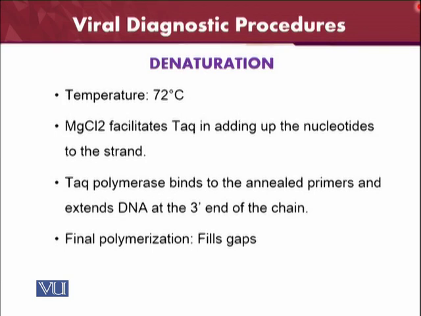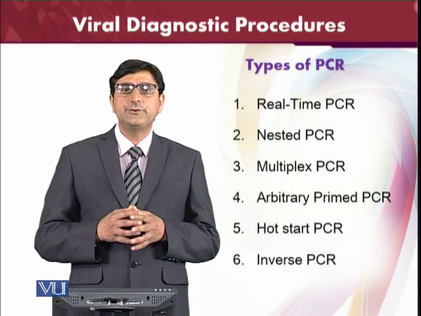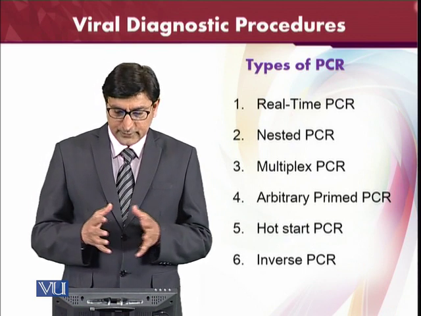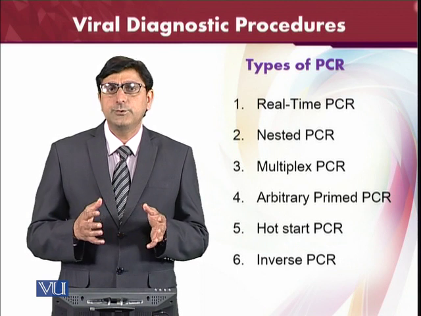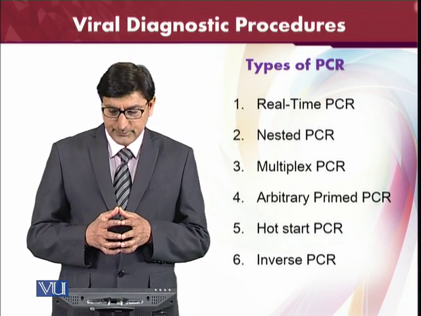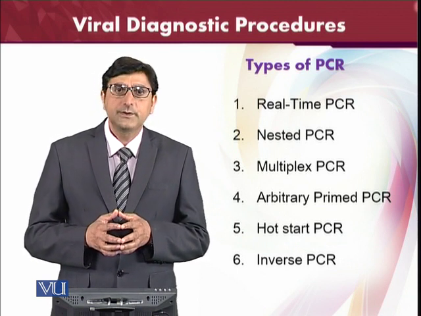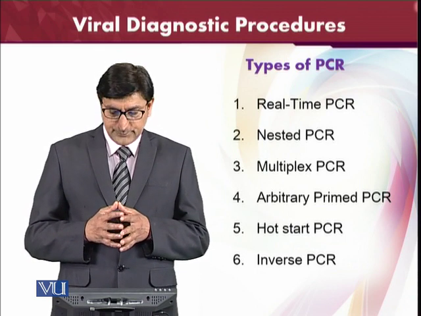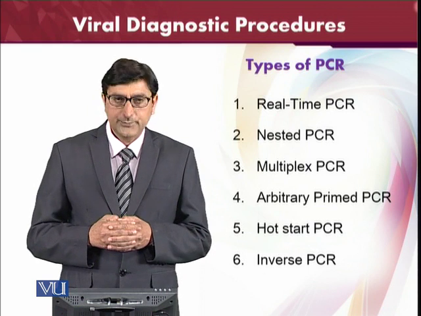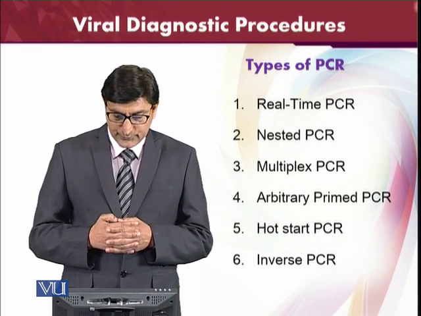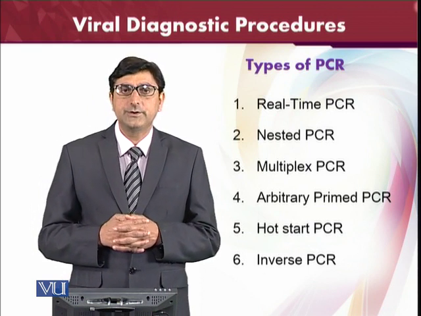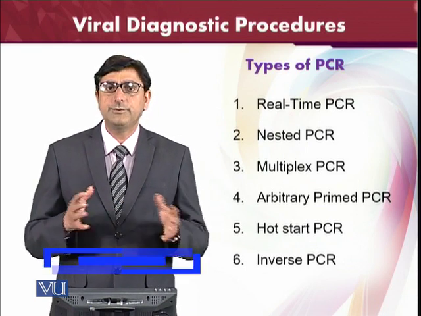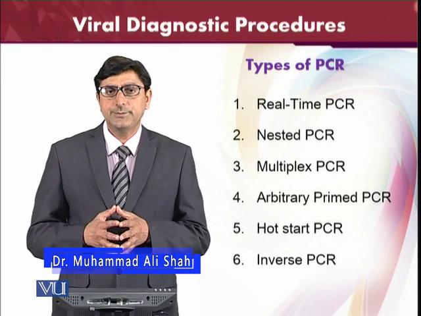the function of this. Then there are different kinds of PCRs which are available. We can use the simple reverse transcriptase PCR. More specifically, we can use the real-time PCR, which is also called RT. Then we can see the nested PCR, multiplex PCR, arbitrary primed PCR, hot start PCR, and inverse PCR. These are different kinds of PCRs which we can use for different purposes.